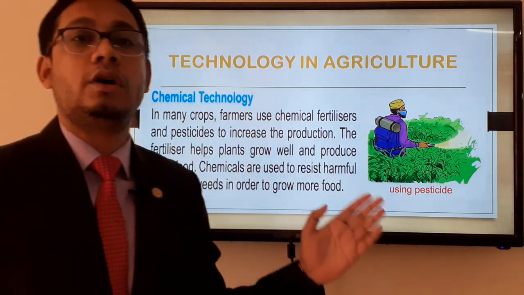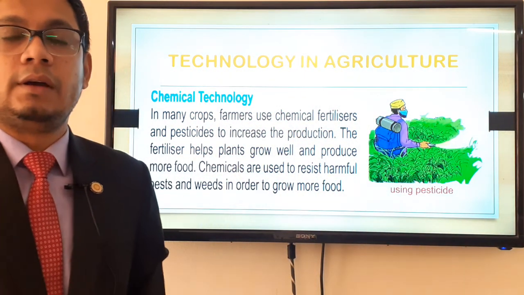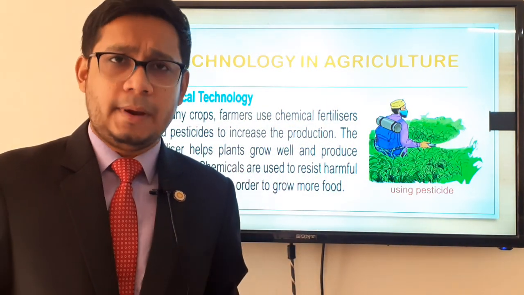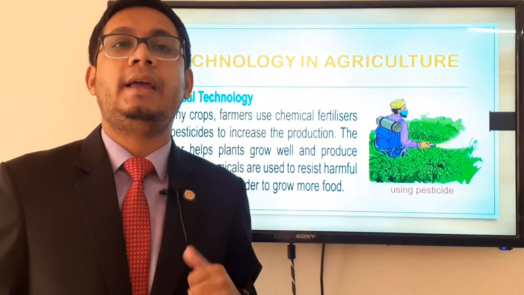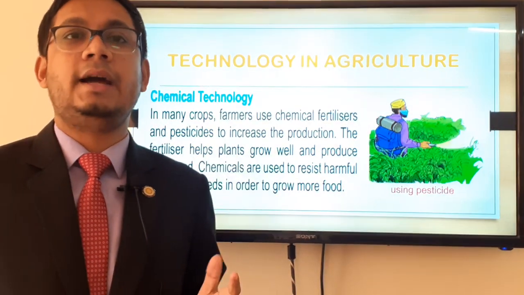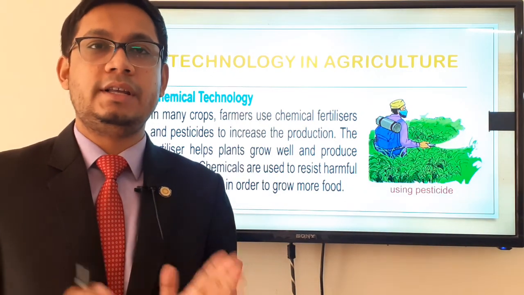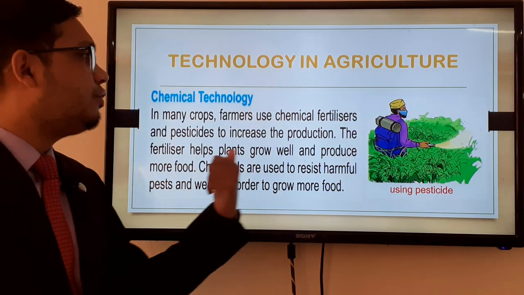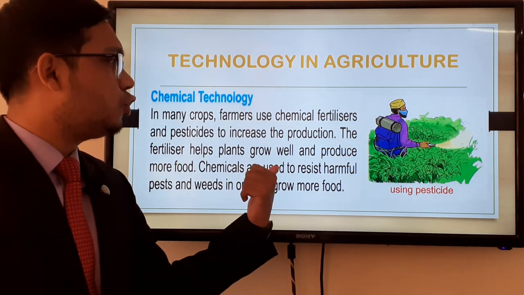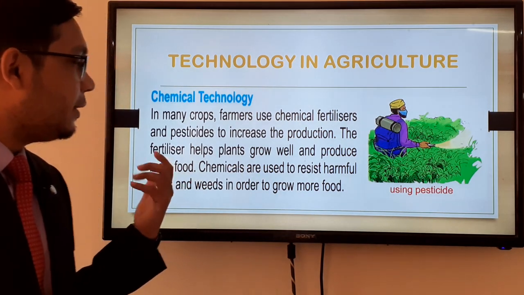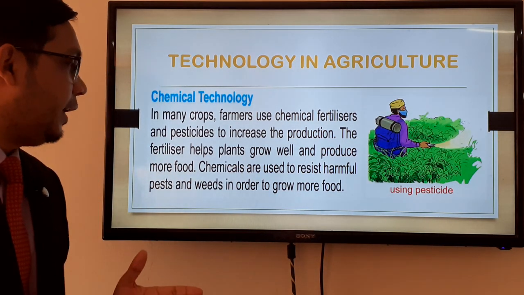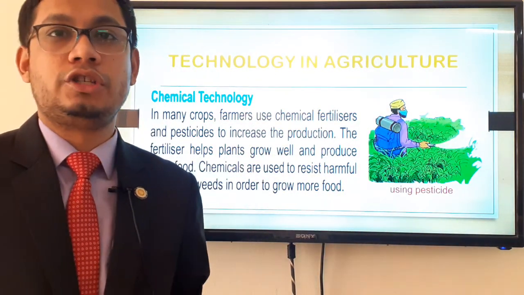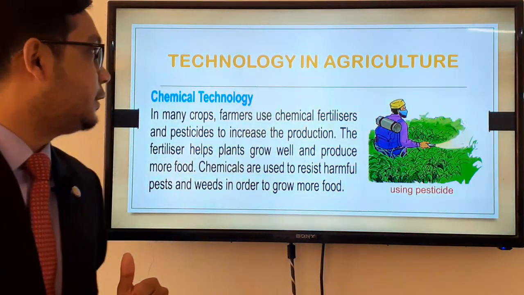Then chemical technology. In the agricultural field, crops are affected by different types of insects and pests. So what we used to do is apply chemical fertilizers, fungicide and pesticide so that we can stop that particular insect and pest. In many crops, farmers use chemical fertilizer and pesticides to increase production. The fertilizer helps plants to grow well and produce more food. Chemicals are used to resist harmful pests and weeds in order to grow more food. So this is another example of technology that is being used in the agriculture sector.